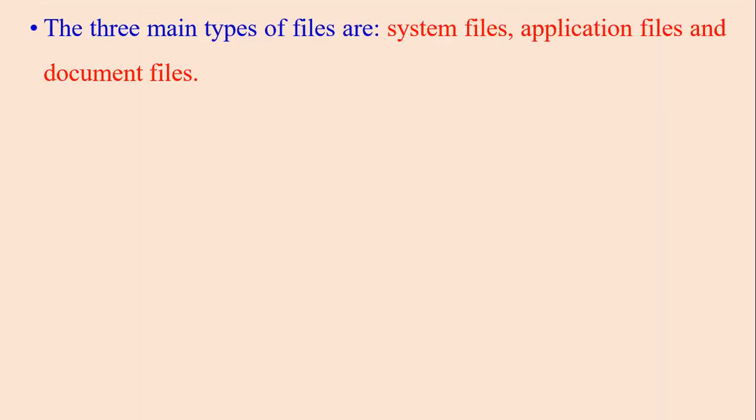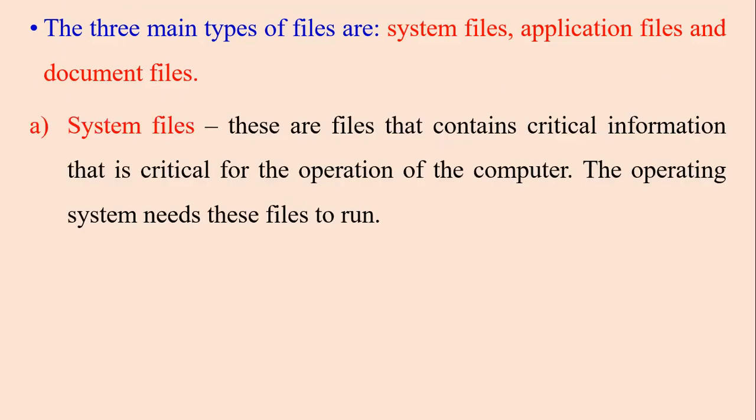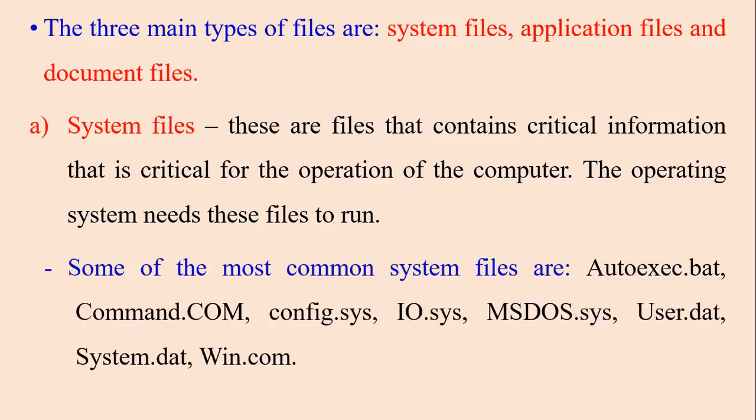The three main types of files that are normally identified by the operating systems are the system files, the application files, and the document files. What are system files? System files are files that contain information that is critical for the operation of the computer. The operating system needs these files in order to be able to run. Some of the most common system files are autoexec.bat, which is a batch file, command.com, which is a command file, config.sys, which is a system file, io.sys, a system file, msdos.sys, user.dat, system.dat, win.com.